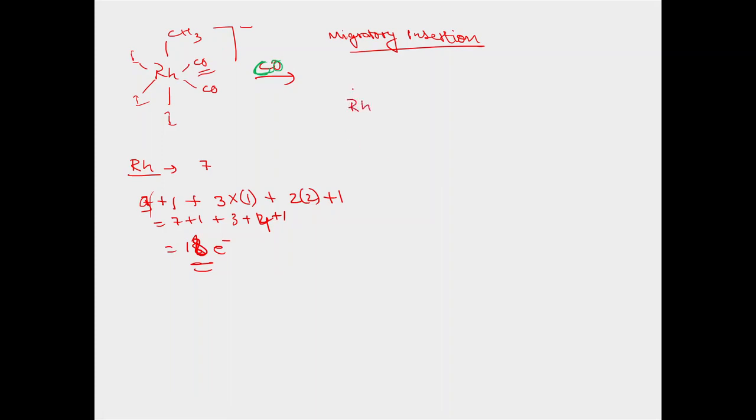Okay, so we have this rhodium complex, with I, CO, CH3. This CH3 is getting migrated onto the carbonyl ligand CO. This is I, and now this place is vacant, right? So now, how many electron system is this?